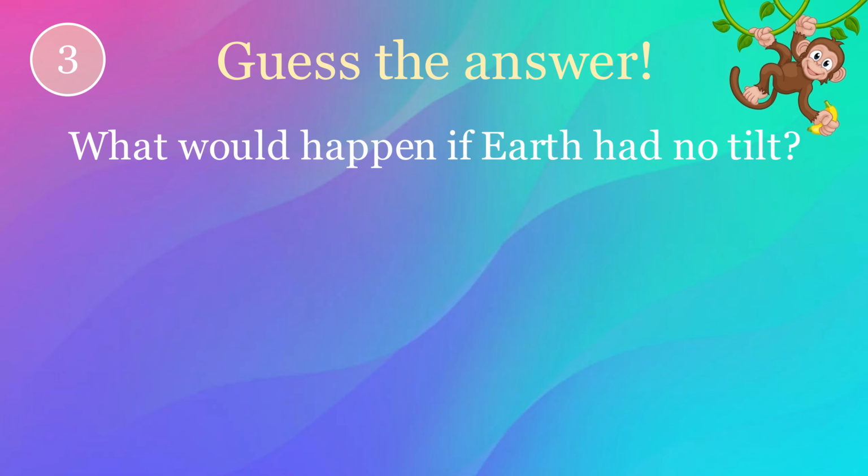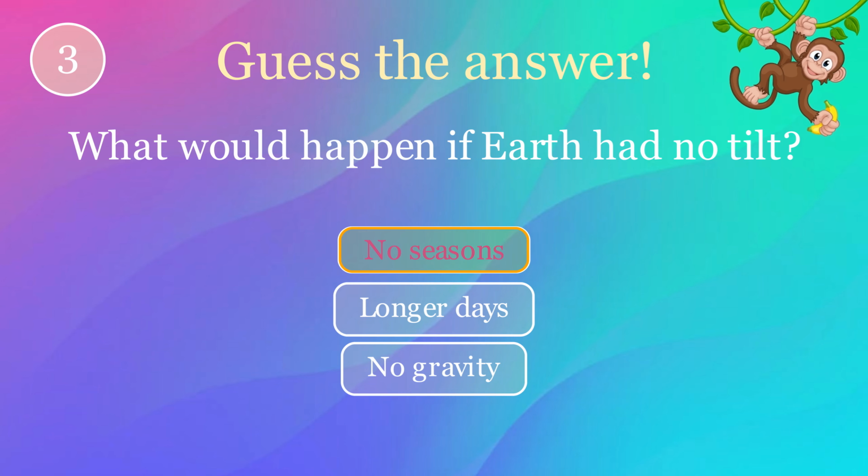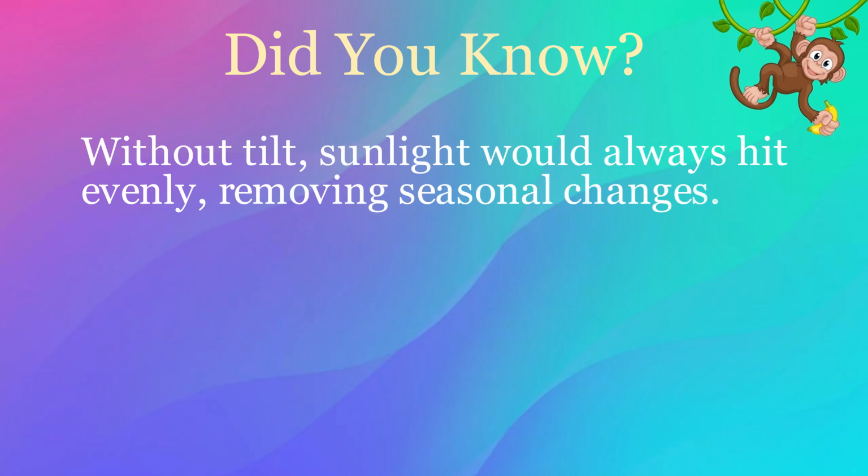What would happen if Earth had no tilt? No seasons. Longer days. No gravity. The correct answer is no seasons. Here's an interesting fact: without tilt, sunlight would always hit evenly, removing seasonal changes.